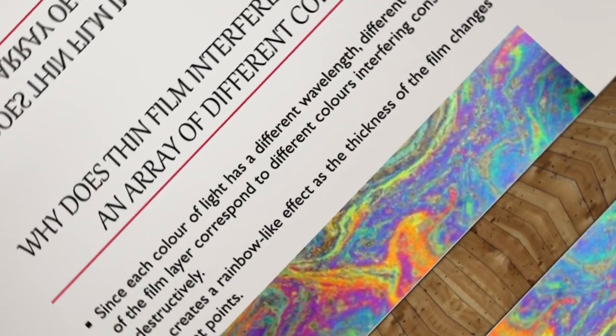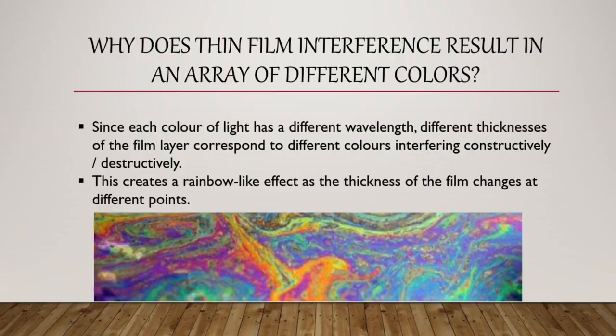Now, why does thin film interference result in an array of different colors? The reason is that each color of light has a different wavelength, so different thicknesses of the film layer correspond to different colors interfering constructively or destructively. This creates a rainbow-like effect as the thickness of the film changes at different points.